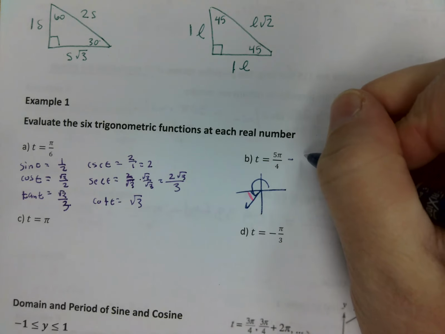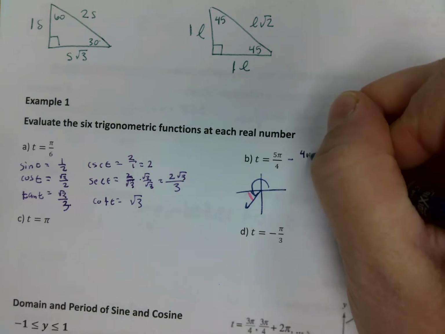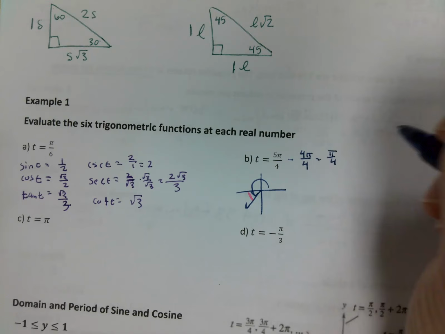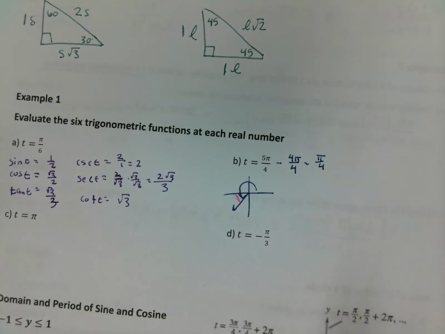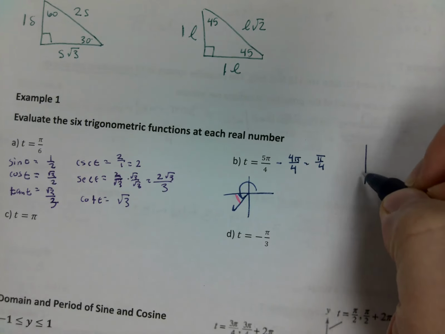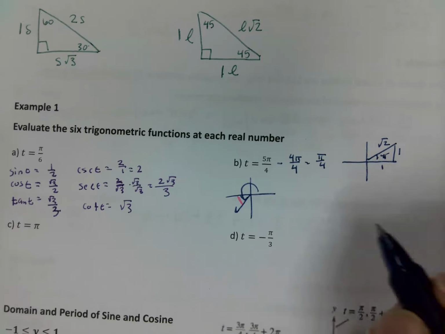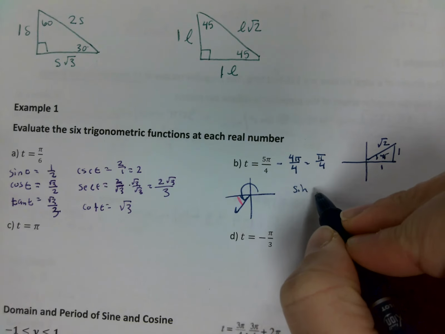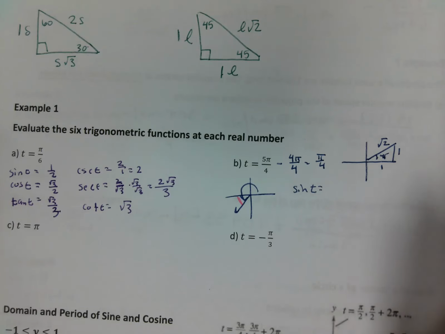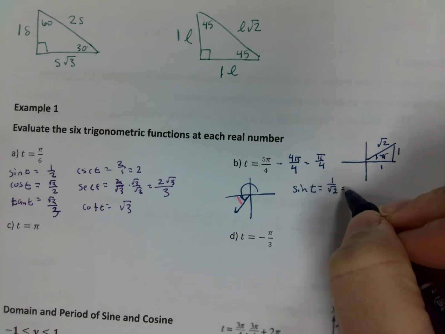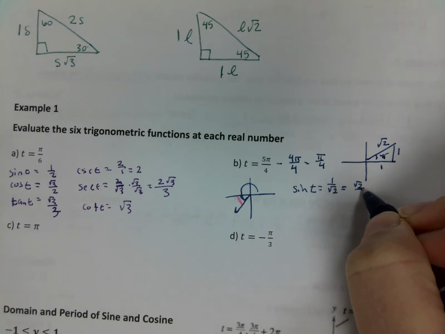So if I have 5 pi over 4, subtract pi, that's 4 pi over 4. So that would be pi over 4. So now I'm really dealing with the right triangle right here. That's going to be pi over 4, which is 45 degrees. So that's 1, 1, square root 2. Okay, so when I'm doing my sine, my angle is going to be my opposite over my hypotenuse. You have to rationalize that.